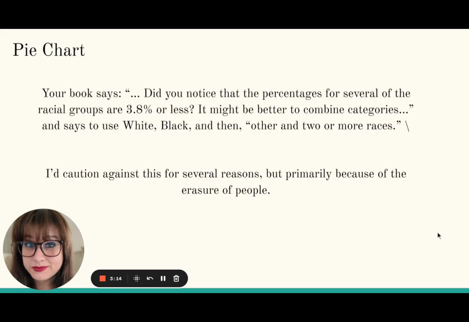So your book says, did you notice that the percentages for several of the racial groups are 3.8% or less? It might be better to combine categories and says to use white, black, and then other and two or more races. Don't do this. It erases people, and it's okay to have small slivers of the pie chart. In some cases, if it's teeny tiny, it's difficult, but don't erase people when you're doing this and thinking about it.